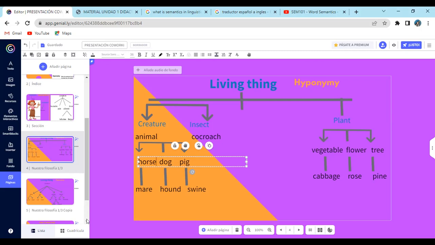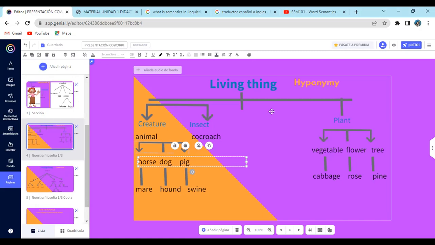Okay. This is a kind of diagram, but you can do this too. You can change it. If there is any problem, you can do it. Let me see.